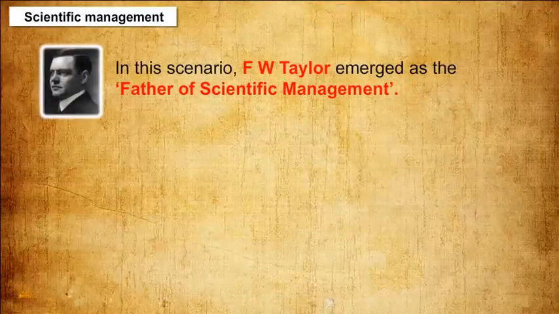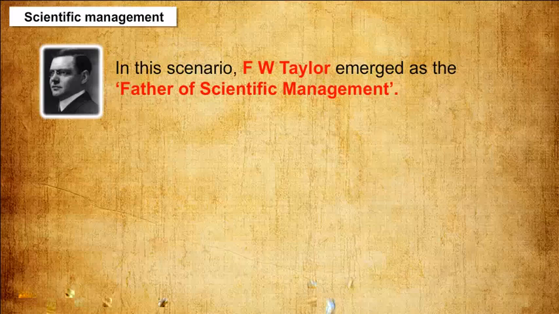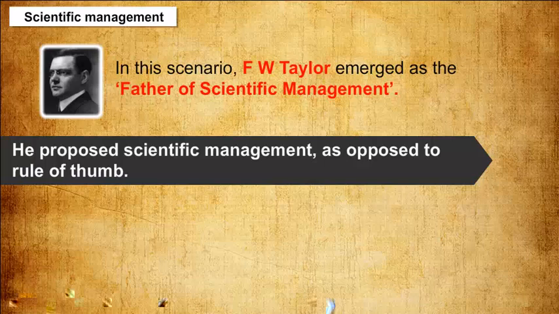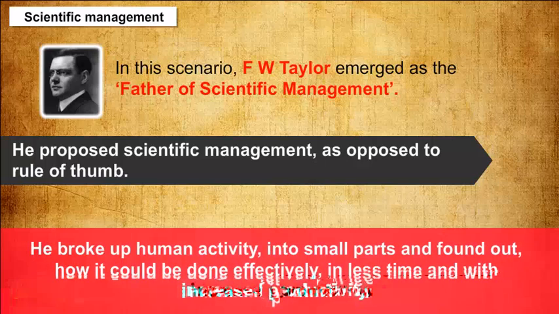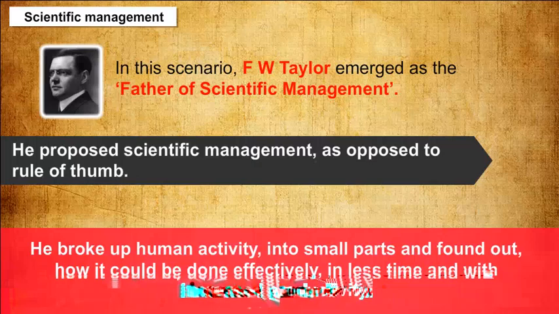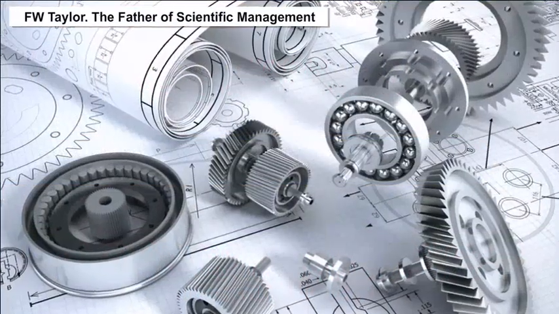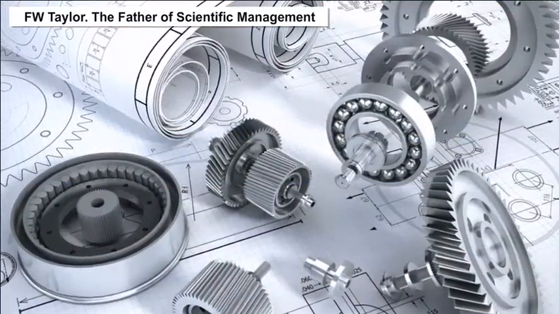In this scenario, F.W. Taylor emerged as the father of scientific management. He proposed scientific management as opposed to rule of thumb. He broke up human activity into small parts and found out how it could be done effectively, in less time and with increased productivity. F.W. Taylor, the father of scientific management.